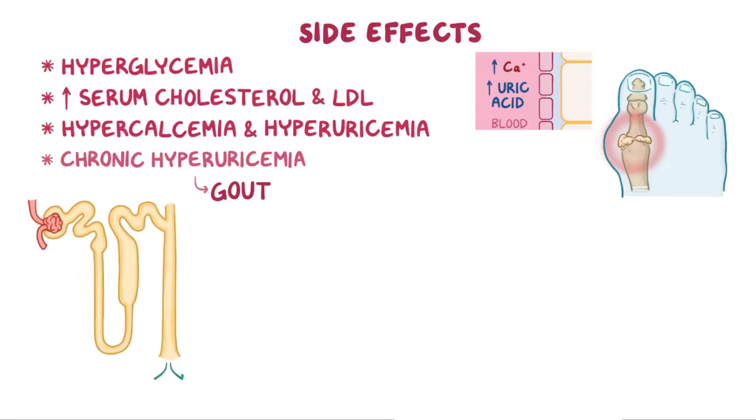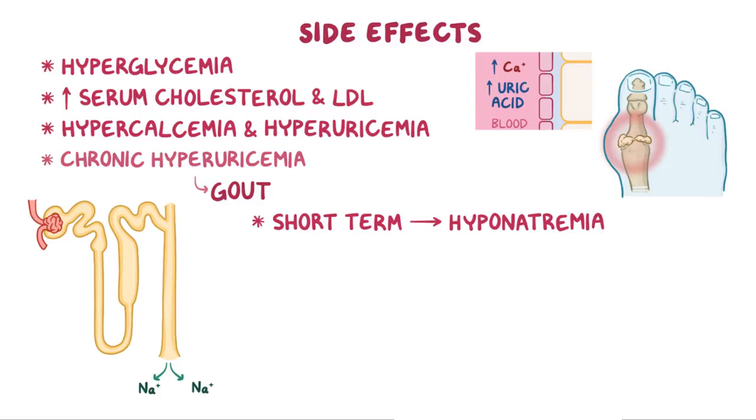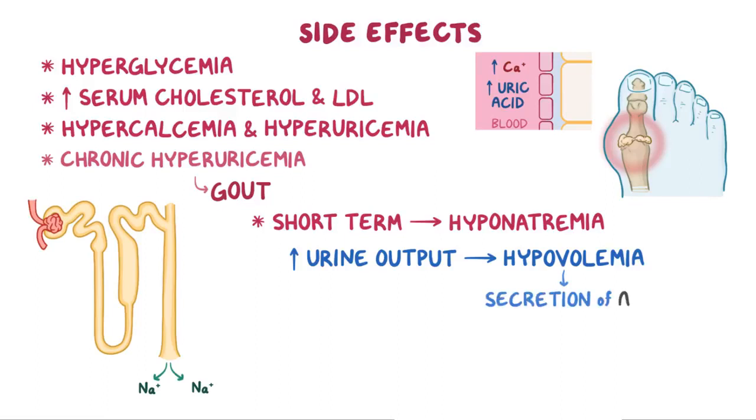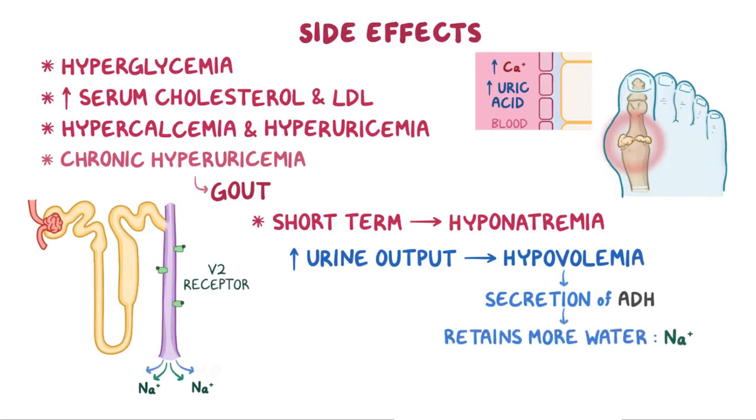Since thiazides increase sodium loss in the urine, short-term use causes hyponatremia. To make things worse, increasing urine output can cause hypovolemia, which in turn triggers the secretion of antidiuretic hormone, or ADH. ADH binds to specific V2 receptors in the collecting duct and retains more water relative to sodium, diluting the blood and further lowering the sodium concentration.